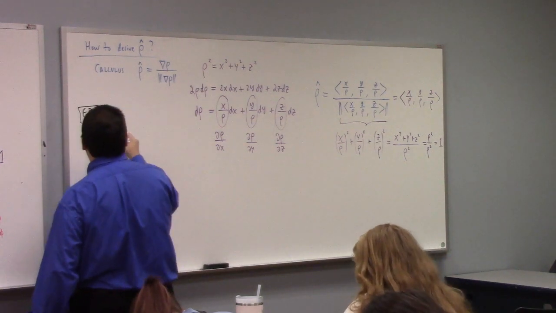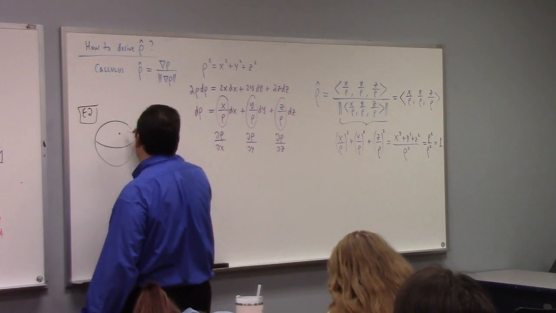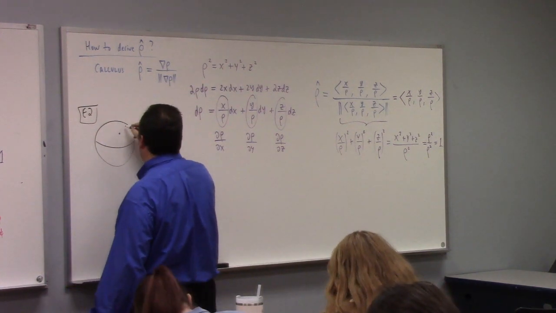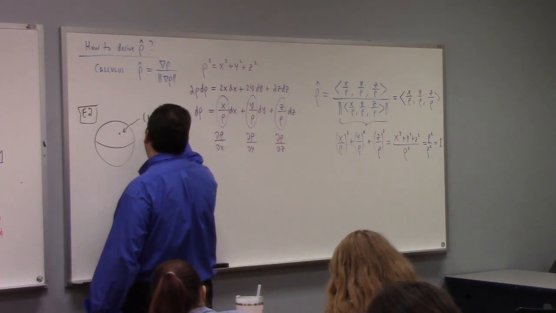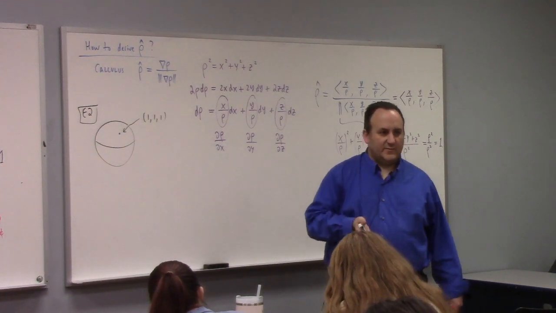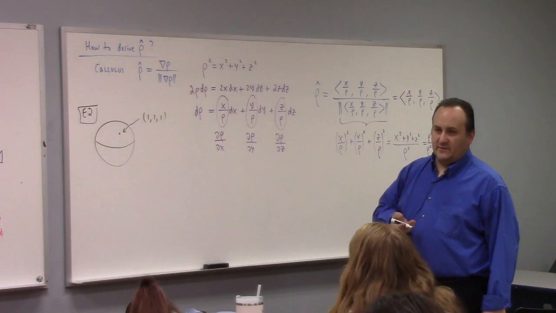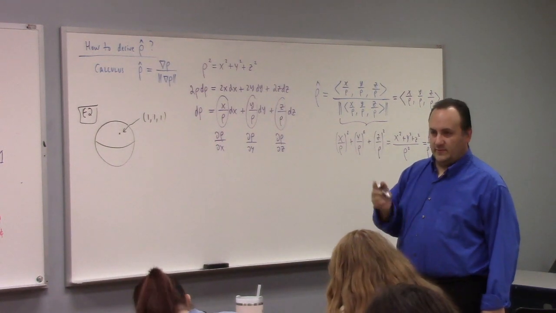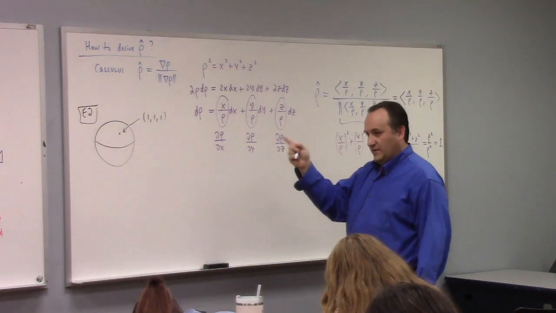So suppose you've got a sphere, and maybe the point on the sphere we have is (1, 1, 1). Can you guys tell me, first of all, if that's a sphere, what's the equation of the sphere? Question number 1. Question number 2, what's the equation of the tangent plane to the sphere at that point?